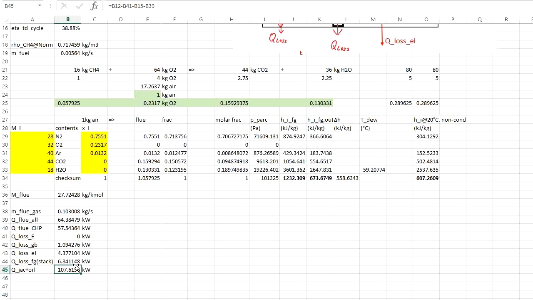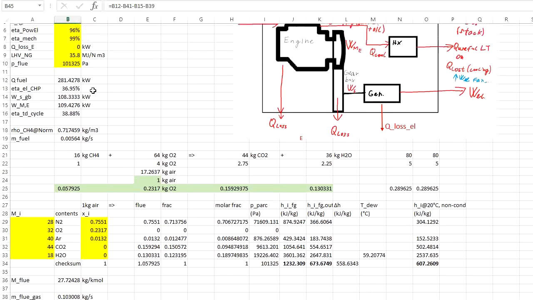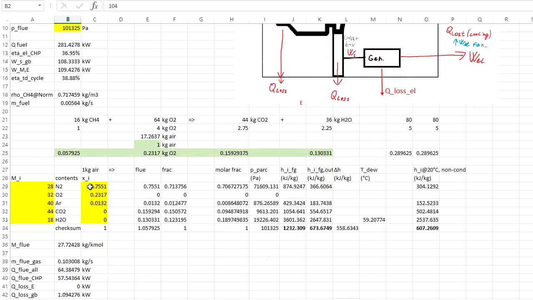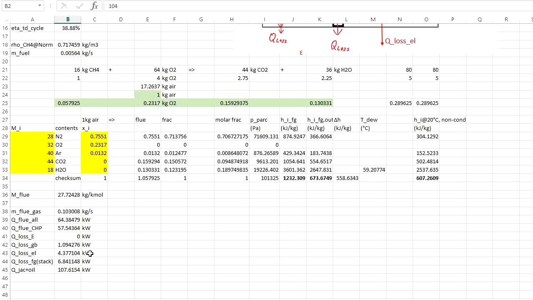So you can see that for this engine the work output was a little bit over 100 kilowatts, 104. Then in the cooling system is another 100 kilowatts, and in the flue gas, as the temperature is not that high here, the amount of heat in this case is a little bit lower, at 64 kilowatts.